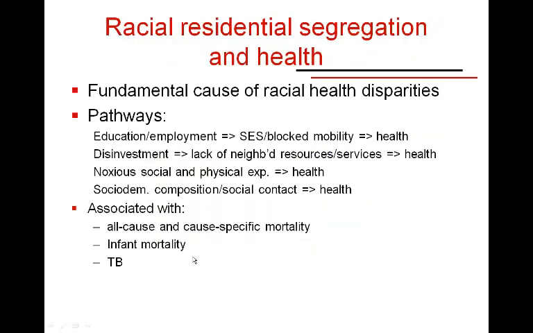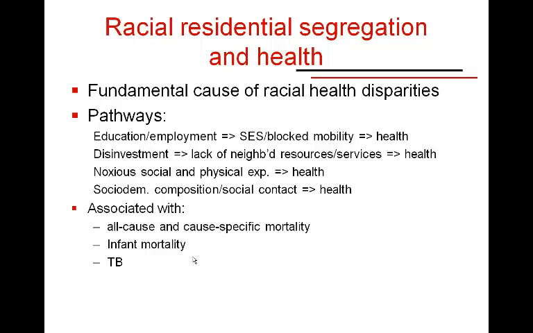So the literature that has looked at racial residential segregation in health identifies segregation as a fundamental cause of racial health disparities. And the hypothesized and studied pathways between racial residential segregation and health include things like education and employment differentials that lead to differential SES and block social mobility, and then of course have health consequences. Another hypothesized mechanism is disinvestment in communities that are highly racially segregated, which then of course has implications for neighborhood resources, services, and health.